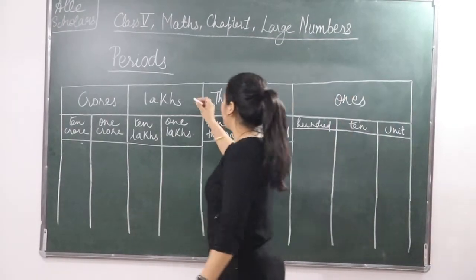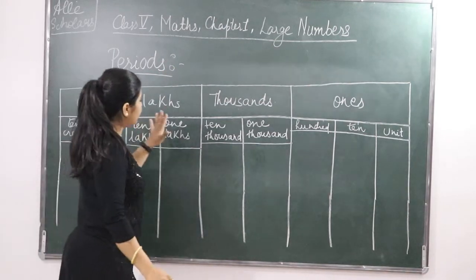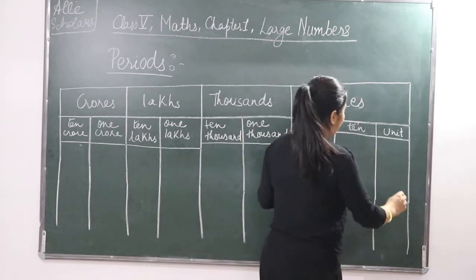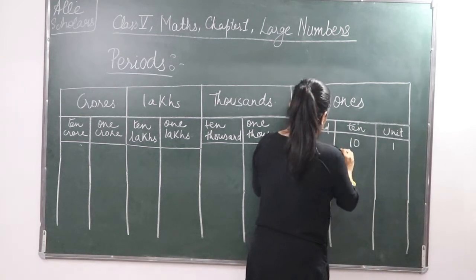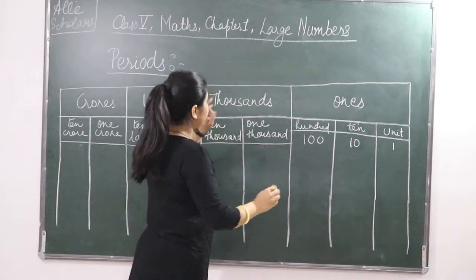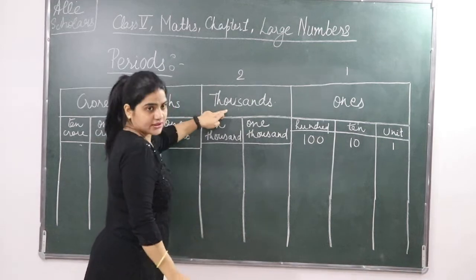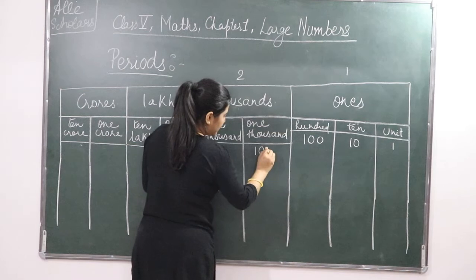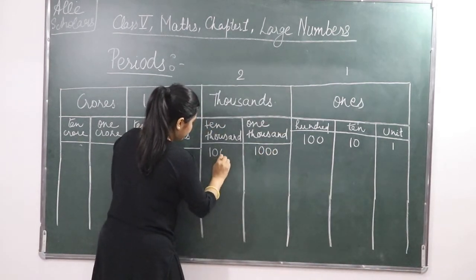So now we will talk about periods. In periods, we will see one by one. Ones period will have unit, which will give you 1, 10, and then 100. Okay? Then the next period, this is the first period. Second period is of thousands. In thousand, 1,000 and 10,000. Okay? So 1,000 and 10,000.